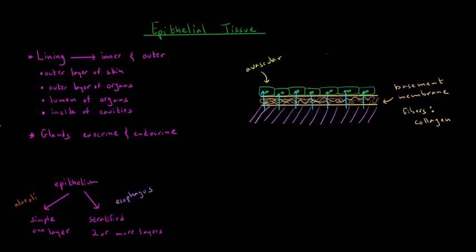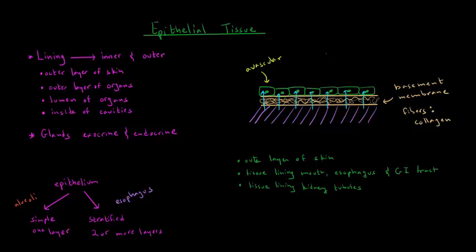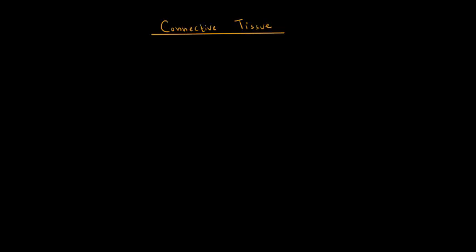Let's just recap some of the places that you'd expect to find epithelial cells. So we already mentioned the outer layer of the skin, the tissue lining the mouth, esophagus, and GI tract, and of course this is not an exhaustive list, the tissue lining the kidney tubules, and the tissue lining blood and lymphatic vessels. And in fact, the tissue that lines blood vessels and lymphatic vessels has a special name. It's known as endothelium.